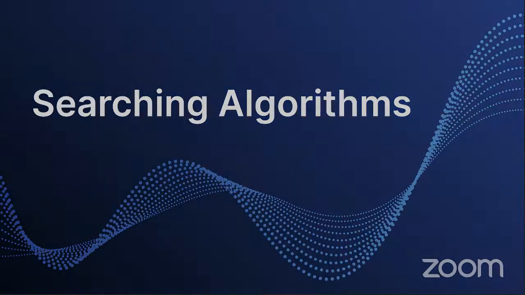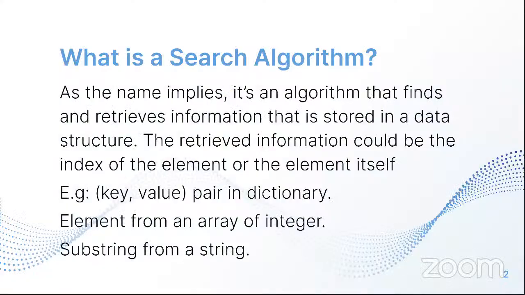As the name implies, a search algorithm is an algorithm that finds and retrieves information stored in a data structure. This information does not need to be only the element itself. It can also be the index of the element. If you ask the array, hey, what index is this element at, it'll give you back the index, the i value, or you can ask to confirm whether the element actually exists, in which case you can just return the search value.